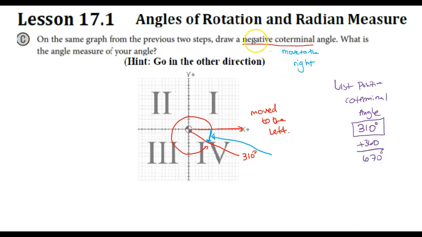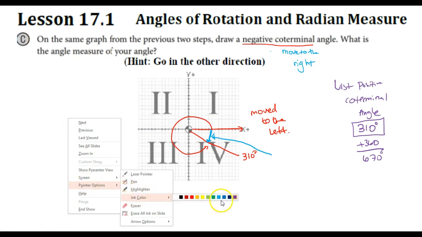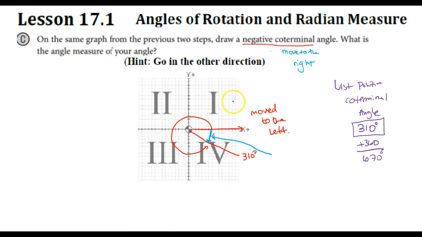Now, because they want a negative coterminal angle, we're going to do something a little different. I'm going to change that highlighted color to a little bit darker. We're going to take our 310 and subtract 360. All right, so what would that be? Negative 50 degrees.